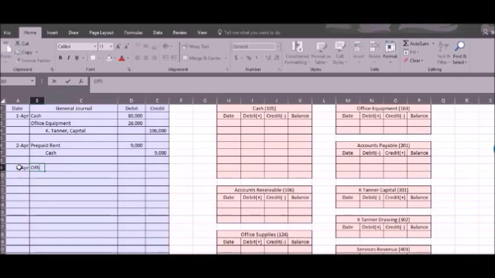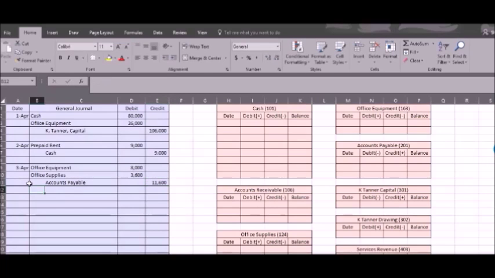Now, I bought office equipment. It's an asset to me, so I'm going to debit office equipment for $8,000. And I'm going to debit office supplies for $3,600, right? And the total of all that stuff I owe to somebody, right? So I credit that to accounts payable, and the total is $11,600.